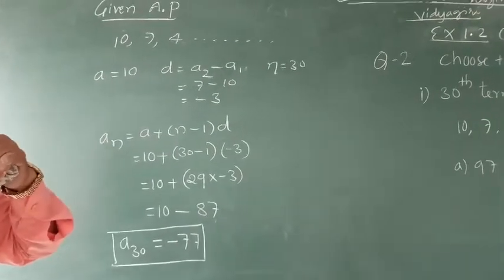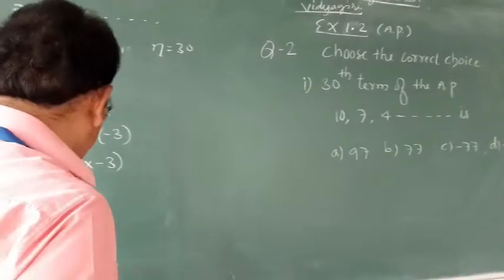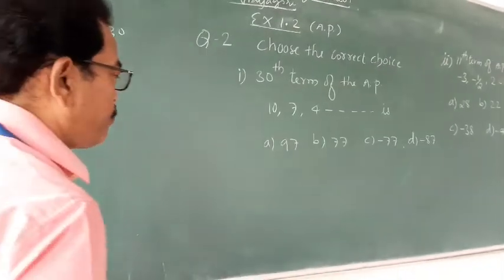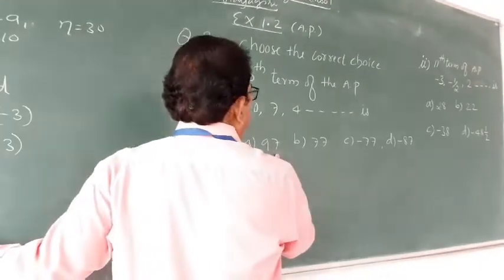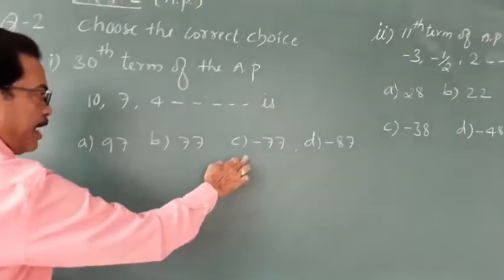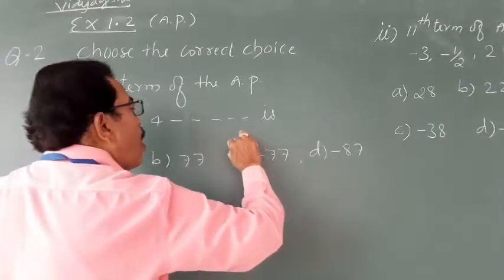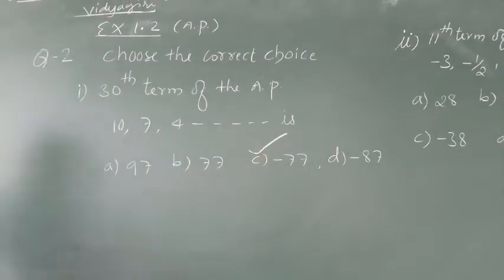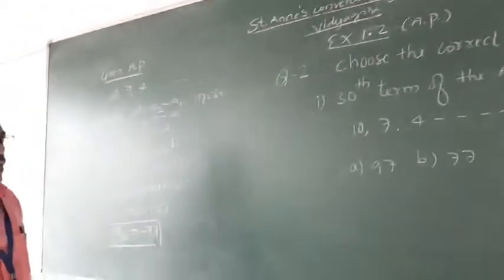Okay, here choices are given. Let us check whether minus 77 is present or not. A 97, B 77, C yes, minus 77. Option C is the correct one.